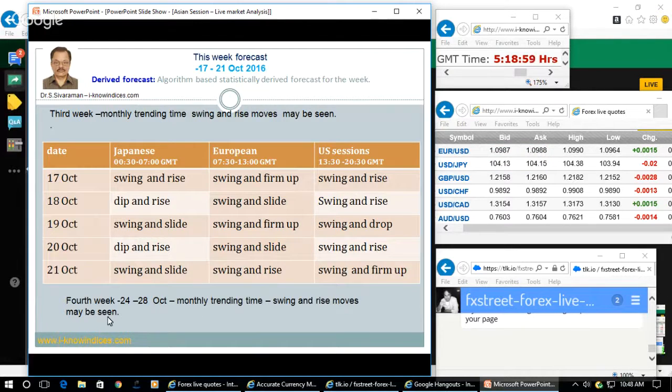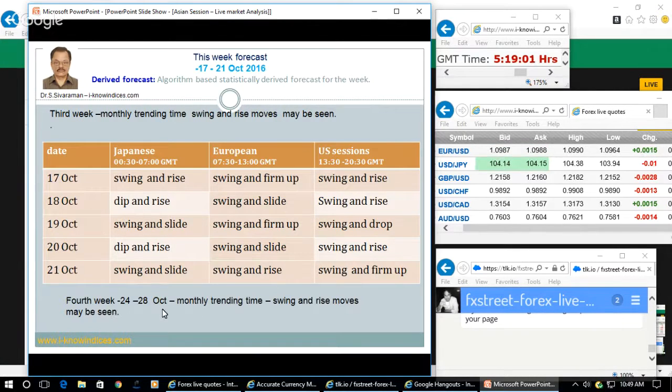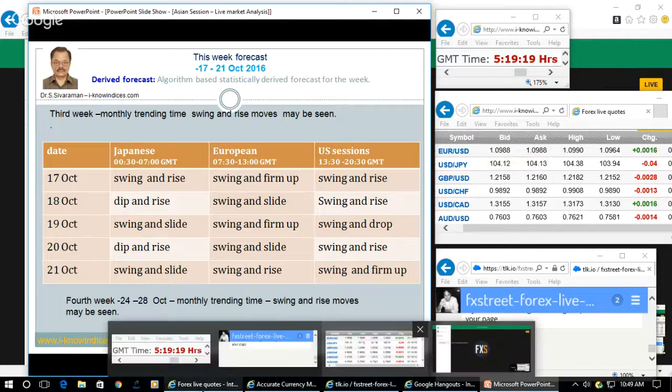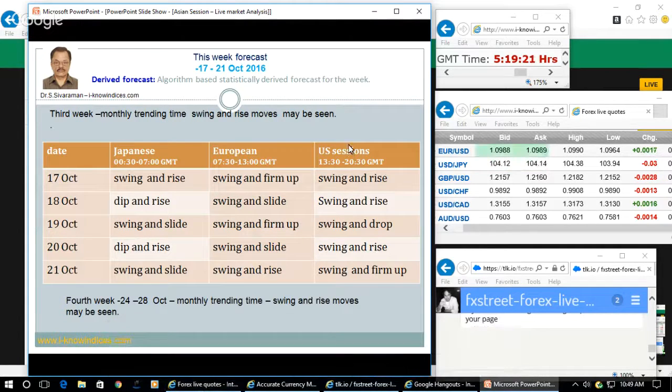Then next week, it's the 4th week of the month of October. They are expected to make the monthly trend reversal, a trending move on the upside, but they will not make a straight upward move. This being the last quarter, they will make volatile moves, but the upward might be there for a day or two and then reverse quickly, then again make an upward move. That sort of moves they are expected to make during this particular month.